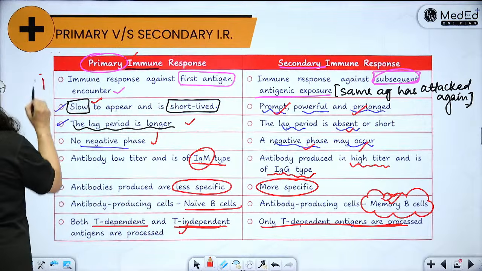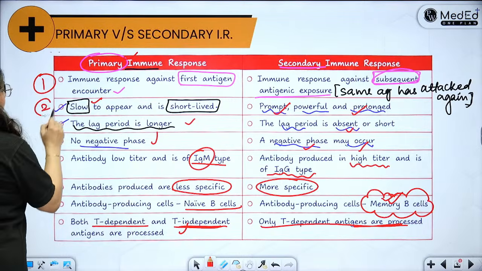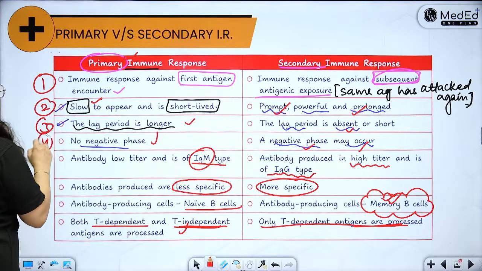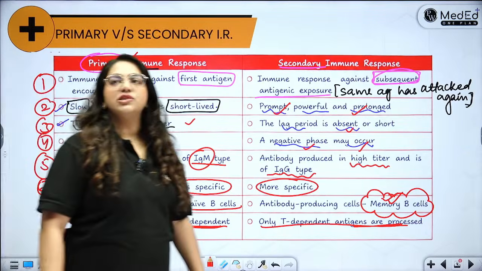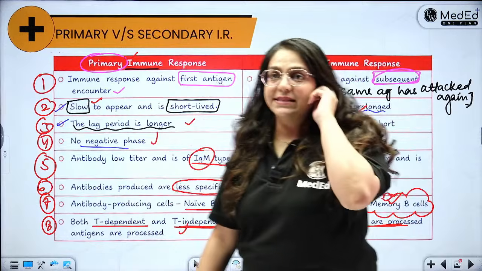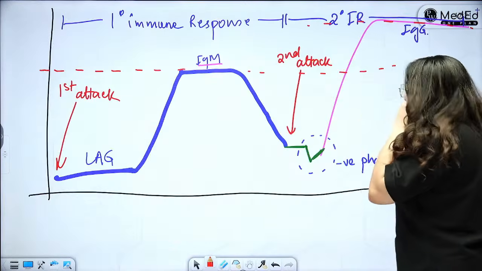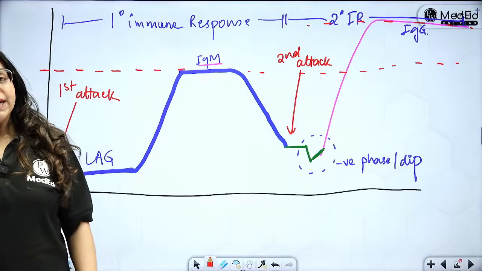So, number 1, immune response. When does it happen? 2, slow lag period, negative phase, antibody titers. Then you will talk about specificity of antibodies, nature of the B cell and nature of the antigen which is involved. So, antigen involved is T cell dependent or T cell independent. Alright. So, this is a diagram that you will make for primary and secondary immune response.